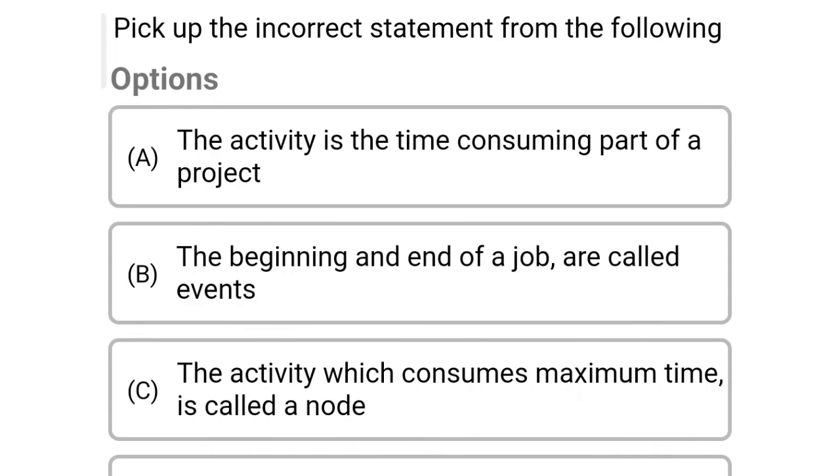So next question, pick up the incorrect statement from the following. Option A, the activity is the time consuming part of a project. Option B, the beginning and end of the job are called events. Option C, the activity which consumes maximum time is called node. Option D, logically and sequentially connected activities and events form the network. So the correct answer is option C, the activity which consumes maximum time is called node.